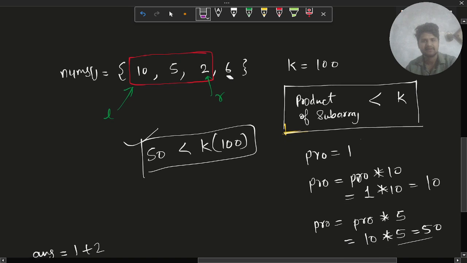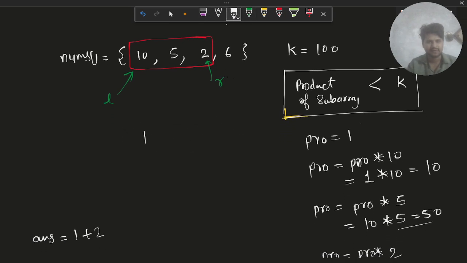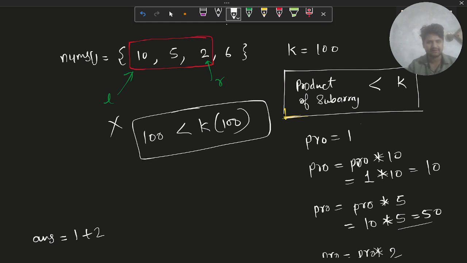Okay, compare this element 100 with k. 100 is less than k, and k is 100. As you can see, this is not satisfying. That means the current window, or current subarray we have, we don't have to count this into our answer.